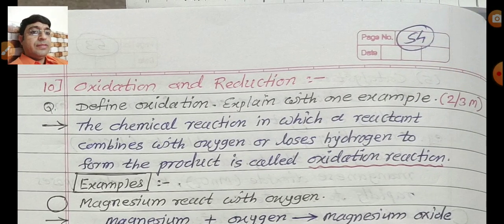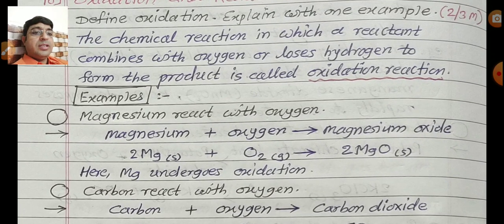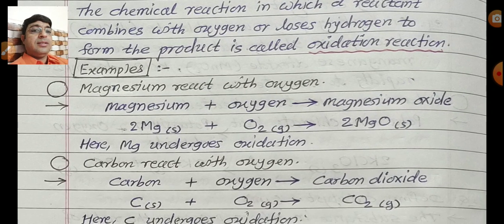The question is asked this way: define oxidation, explain with one example. So you write down the definition, and examples are also asked in the exam separately for 2 marks. Magnesium reacts with oxygen, so how to write the answer? Magnesium plus oxygen, then to form magnesium oxide. Write down there, here magnesium undergoes oxidation.